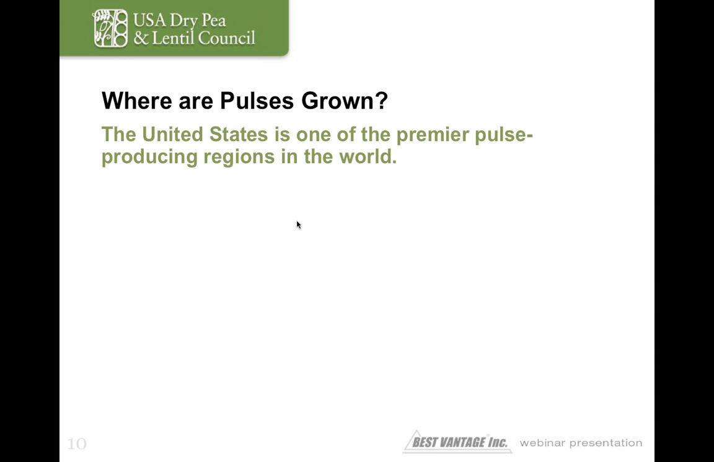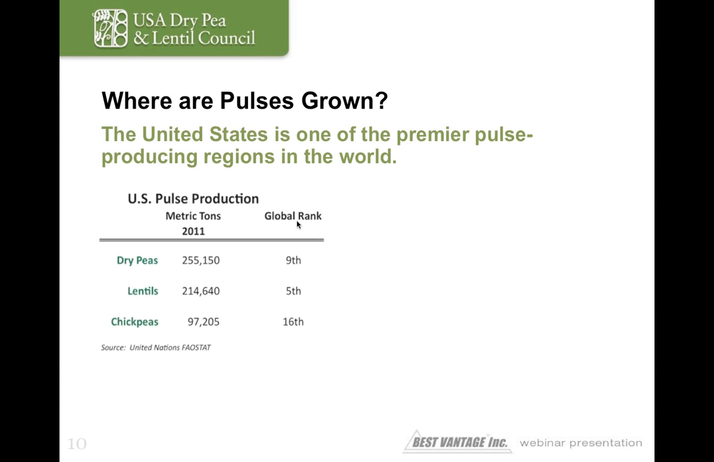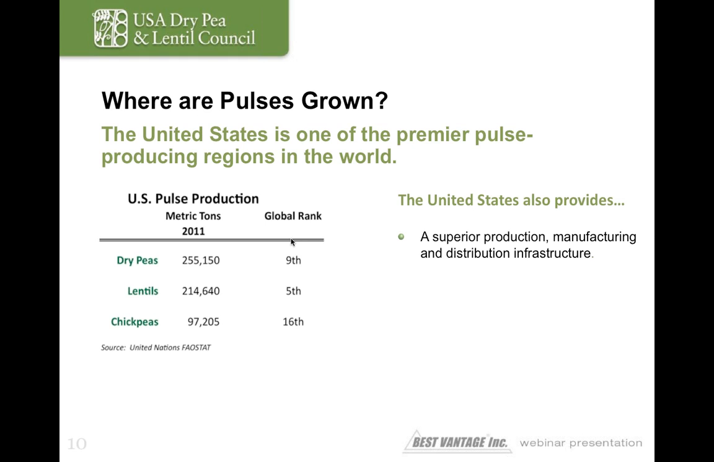The United States is one of the premier pulse producing regions in the world. Part of this is due to the nature of its climate, part of this is due to things such as infrastructure. If we look at pulse production for the three pulses of interest, the United States in 2011 ranked ninth globally for dry peas, fifth globally for lentils, and 16th globally for chickpeas. The United States is a very major exporter of pulses around the world. But the United States also provides a superior production, manufacturing, and distribution infrastructure. That's very important in helping to keep the price of pulses down overall, but also in controlling the quality of pulses that are entered into the food supply.